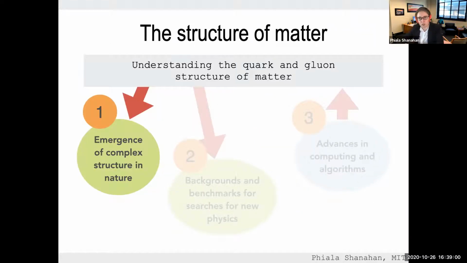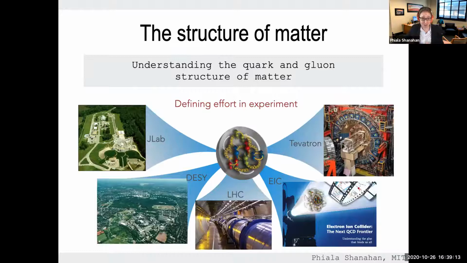Okay, so coming to the first part, the emergence of complex structure in nature. How does the proton structure emerge from the dynamics of quarks and gluons? Of course, I'll be addressing this from a theory perspective, but as I just mentioned, there's a great synergy between experiment and theory, and finding out how protons, neutrons, and nuclei are composed from quarks and gluons is also a defining effort in experiment. So there are a lot of experimental programs targeting the same question.